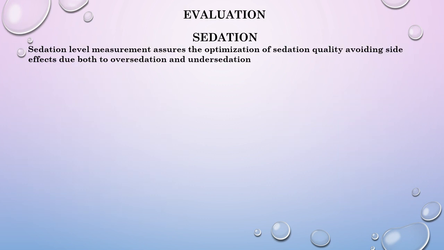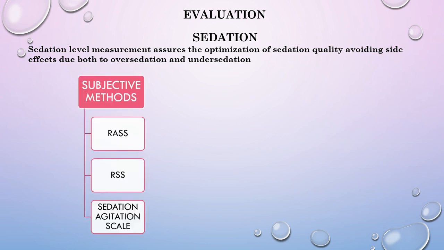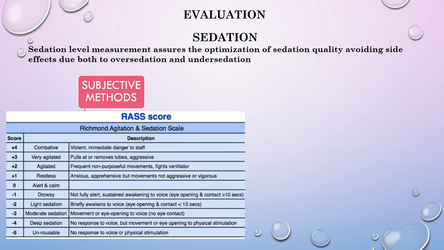We need to evaluate daily and frequently the level of sedation of our patients, so to avoid both over or under sedation that are both detrimental to our patients for our outcome. We have subjective methods such as the Richmond Agitation Sedation Scale, or the Ramsay Sedation Scale, and so on. The one that we use is the Richmond scale.